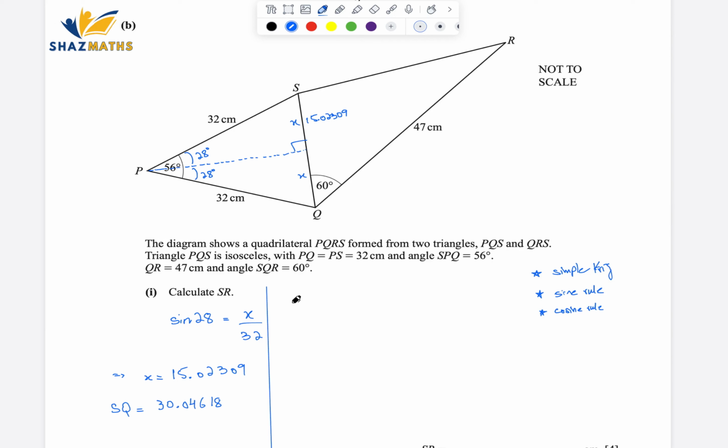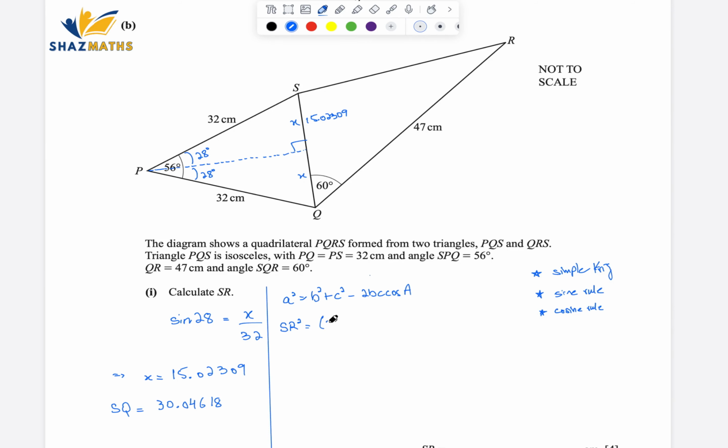So what was the cos rule? If you remember, it was a square equals b square plus c square minus 2bc cos of A. And which side is the subject? It is the side that is opposite to the angle involved. So this angle is involved, we have to find SR. This angle is involved, so this side will be the subject. So I'm going to write SR square equals b square. Let's call this side b.